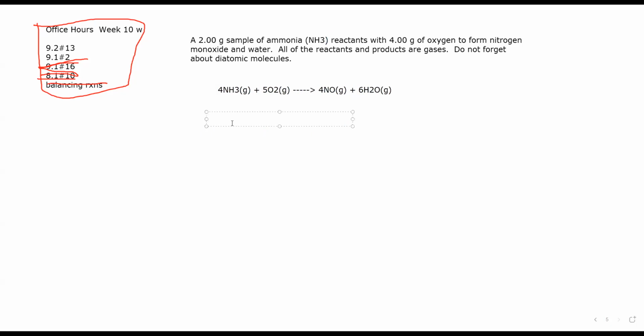I'm going to do my start, reaction, end. I'm going to have 2.00 divided by 17. I'm going to have 4.00 divided by 32. Both of those numbers are coming from my other really useful equation, which is mass divided by molecular weight equals moles. The other equation we use to get our number of moles.